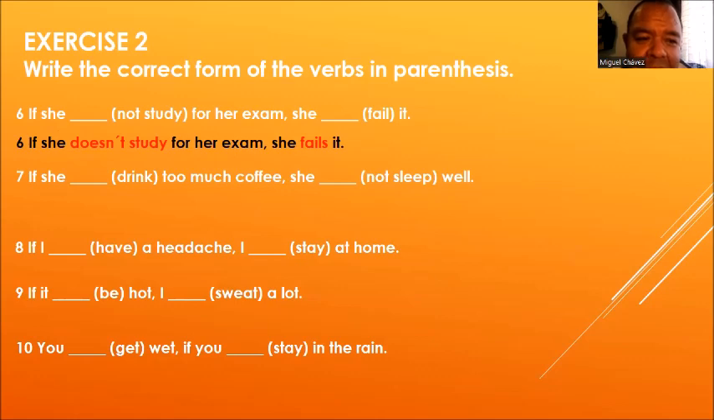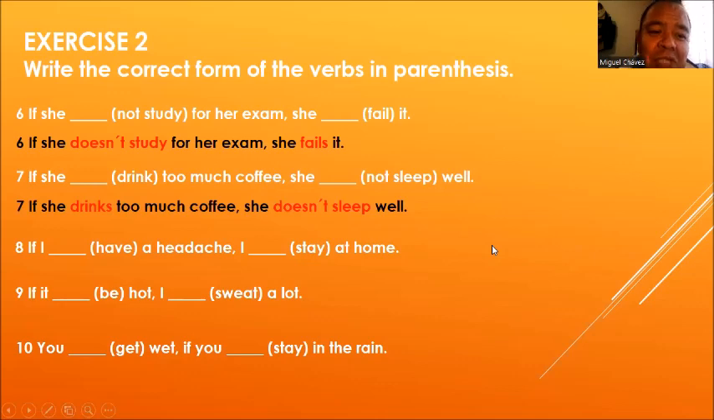is similar to number 6. If she drinks too much coffee, she doesn't sleep well. Yes, Daniela, thank you. Thanks for your help. Thank you, yes. If she drinks too much coffee, she doesn't sleep well. Yes, thank you, Daniela. Thanks a lot. Okay, number 8, please.